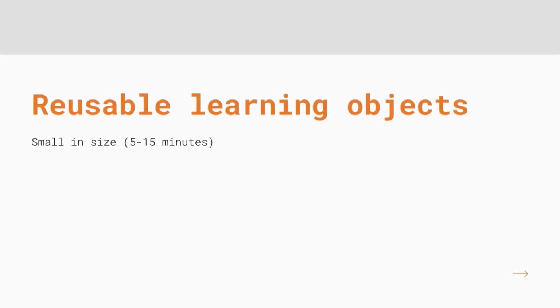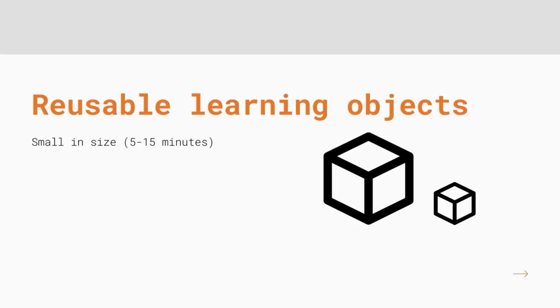Reusable learning objects are small in size, varying in timing from about 5 to 15 minutes in duration. This is why we can take a larger recorded piece of 50 minutes in duration and make it into smaller chunked materials, making more accessible reusable learning objects.